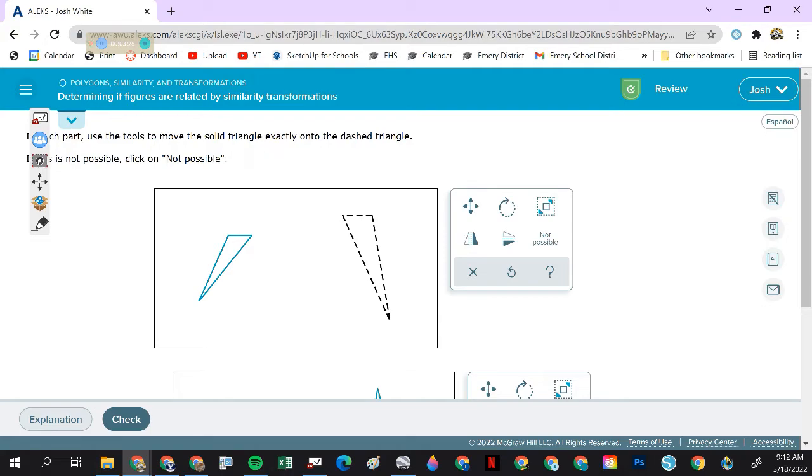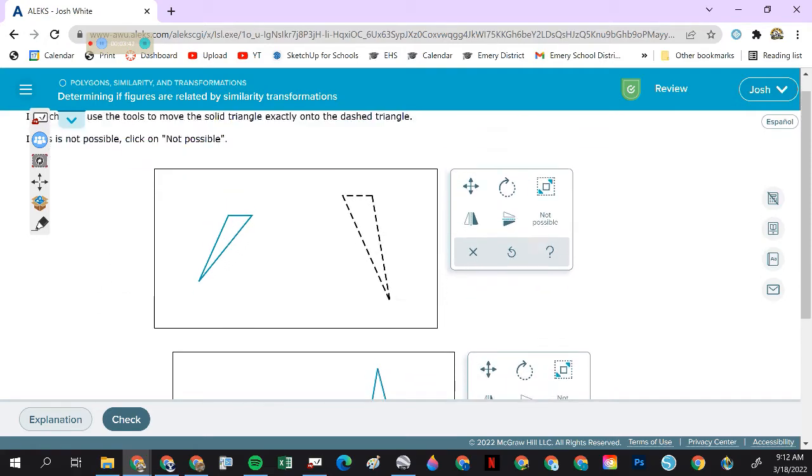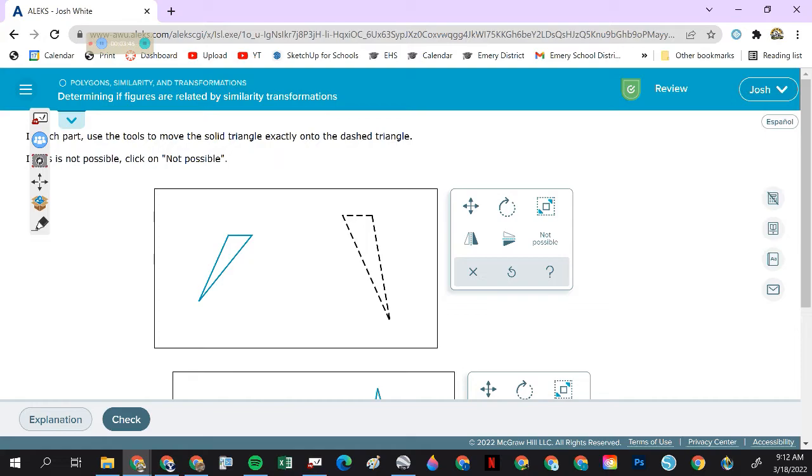So in this case, could we take the solid triangle and perform a series of transformations to turn it into the dashed triangle? Yes. So what would we need to do? So we're going to need to reflect it. So which way? Left, right, or up, down? Left, right. So we flip it. Okay. Now what do I need to do to make it a different size? Dilate it. So we push the dilate button.